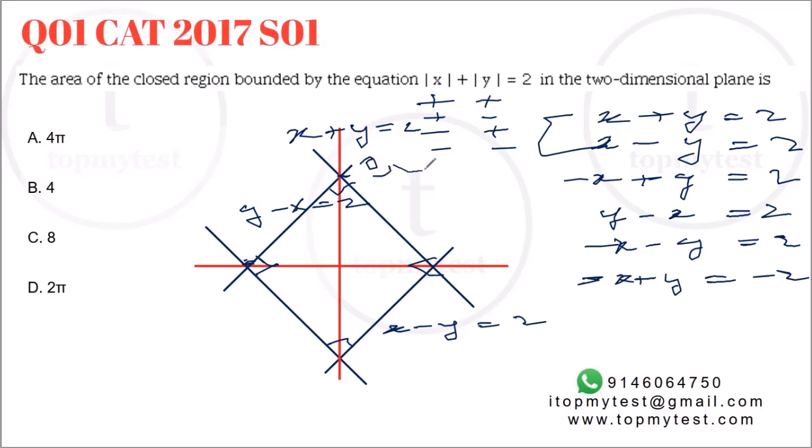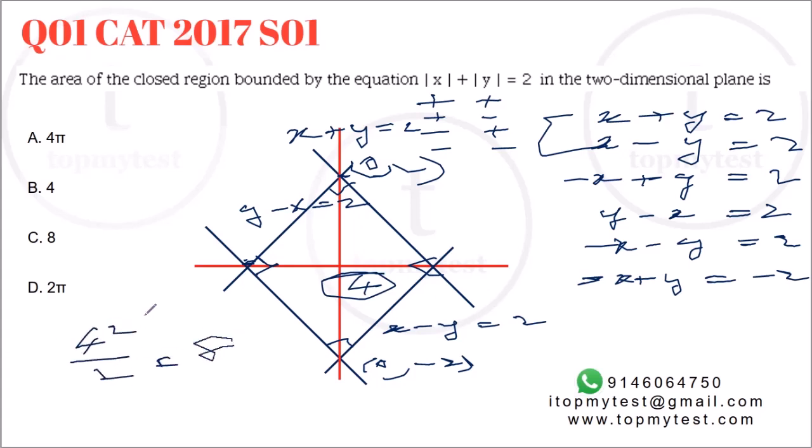This is (0, 2). This is (0, minus 2), right? Which means the diagonal length is 4 units. The length of the diagonal is 4 units. So the area would be 4 squared divided by 2, which is 8.